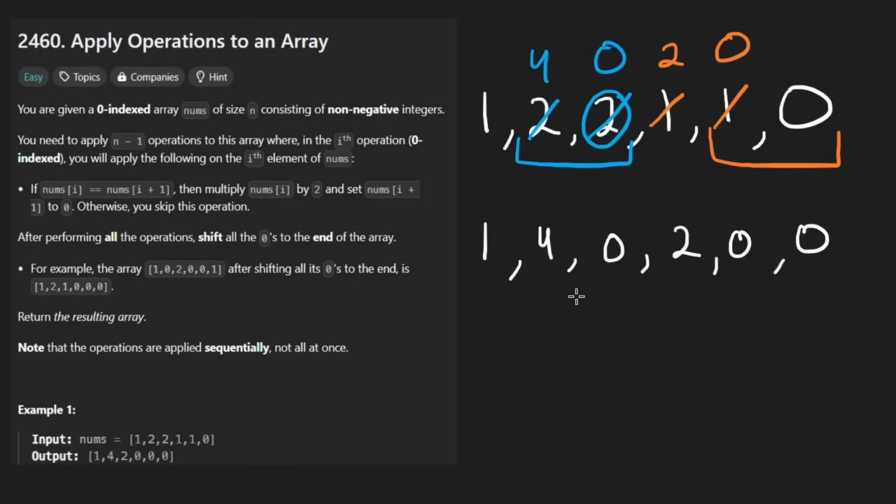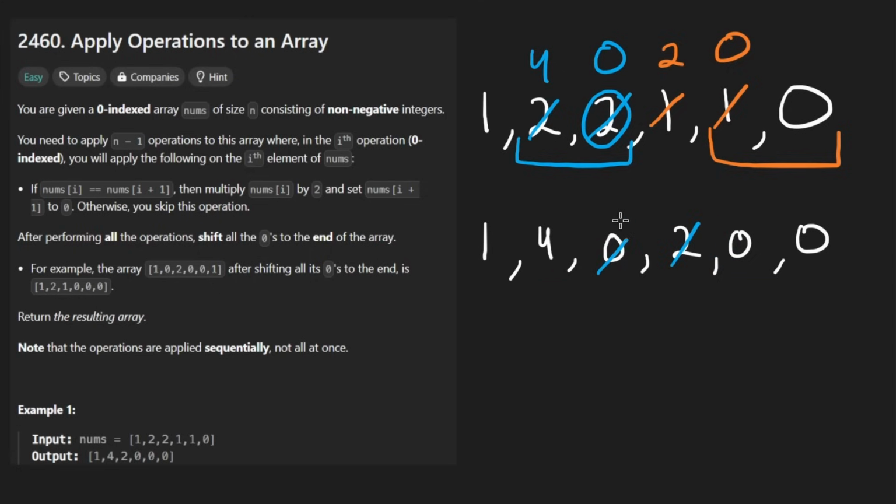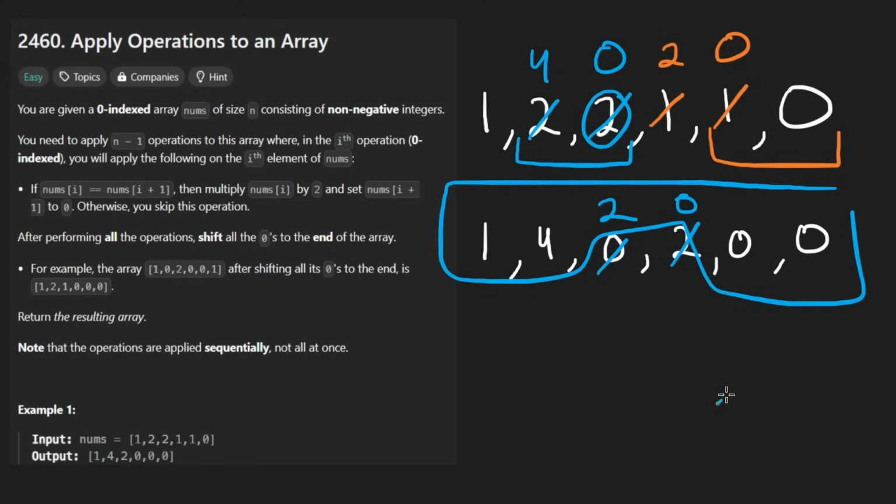Now we're almost done. The only thing we want to do to this is take all of the non-zero values and then basically shift them all the way to the beginning. So the relative order should still be the same though. So we already have 1 and 4 here. We just want to take this 2 and move it over here. So we'd get something like this: 2 and then 0, and then the remaining zeros are over there. And so this is what we want to return.